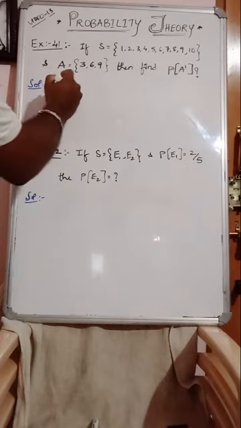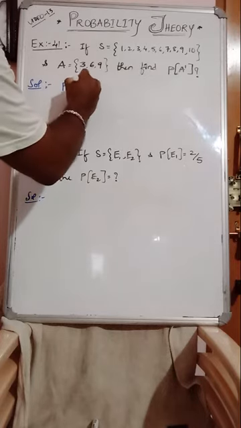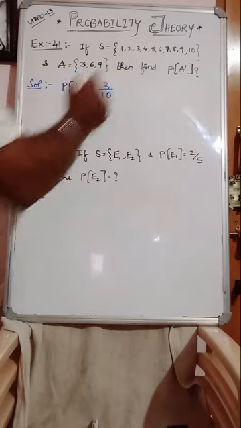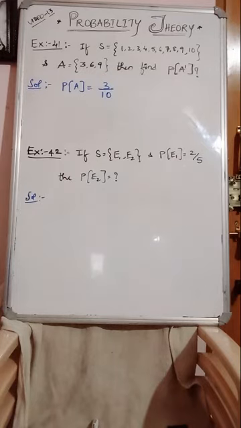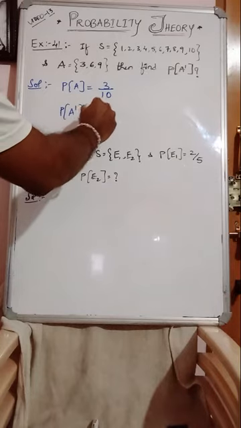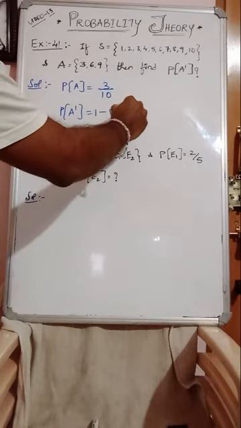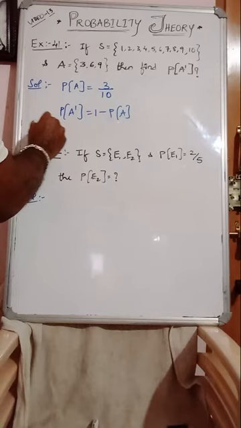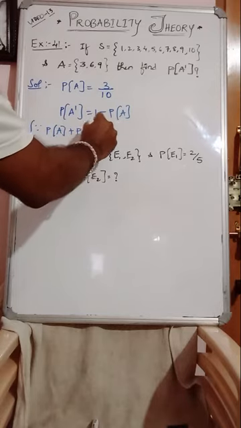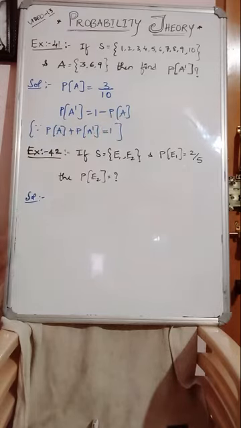According to A, probability of A equals favorable cases over exhaustive cases, which are 10. A possibilities were 3. So, 3 by 10. Then what about the complement P of A dash? 1 minus P of A. As you all know, since P of A plus P of A dash is always equal to 1, A dash is nothing but A complement.